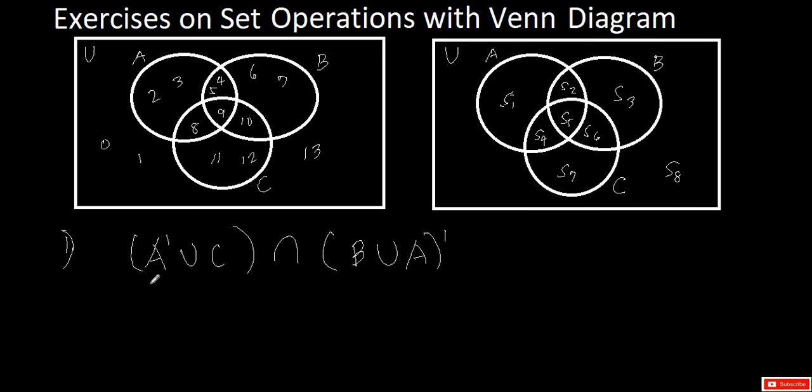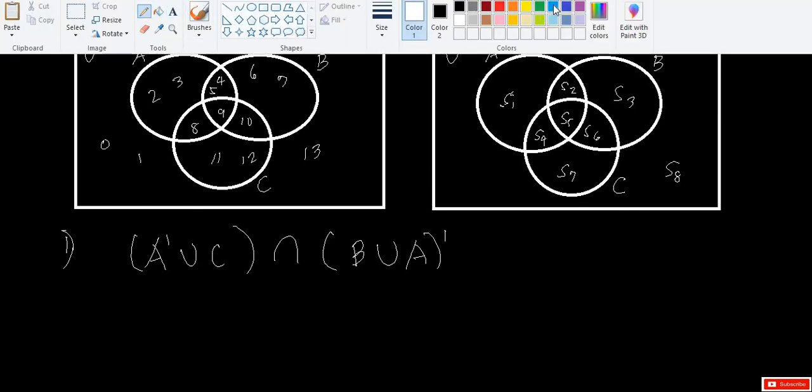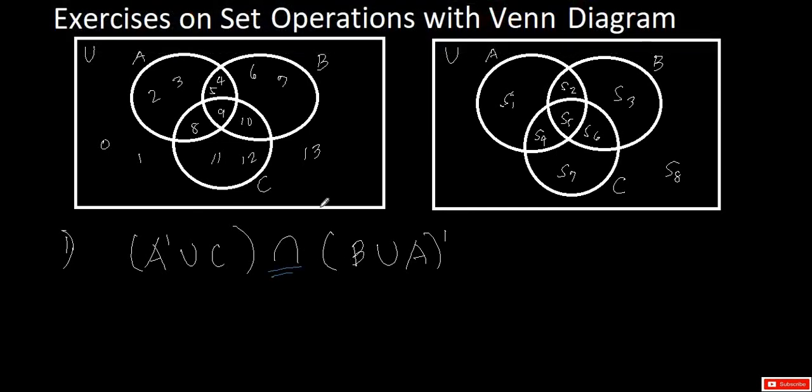Okay, what are the steps that we are going to have here? How many steps? According to the rule, we are going to perform the operation inside the grouping symbol first, the parentheses. And the main operation here is the intersection.